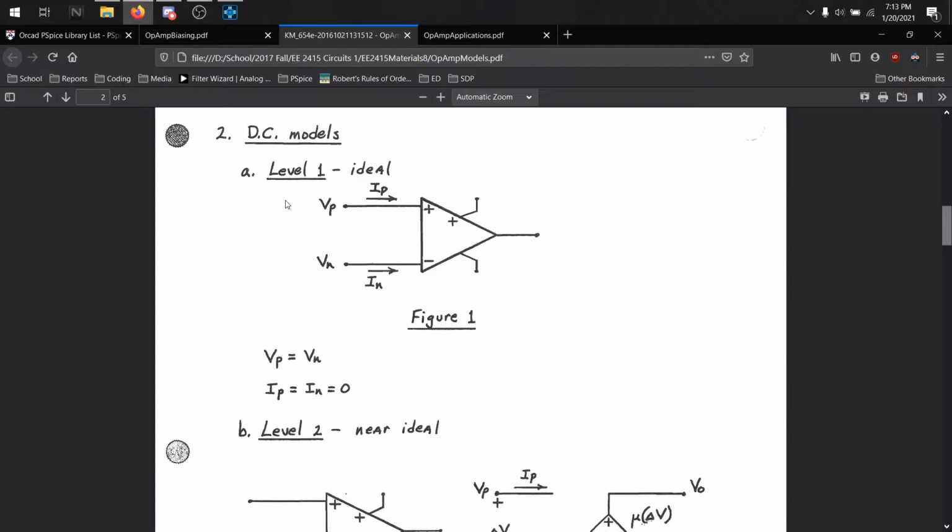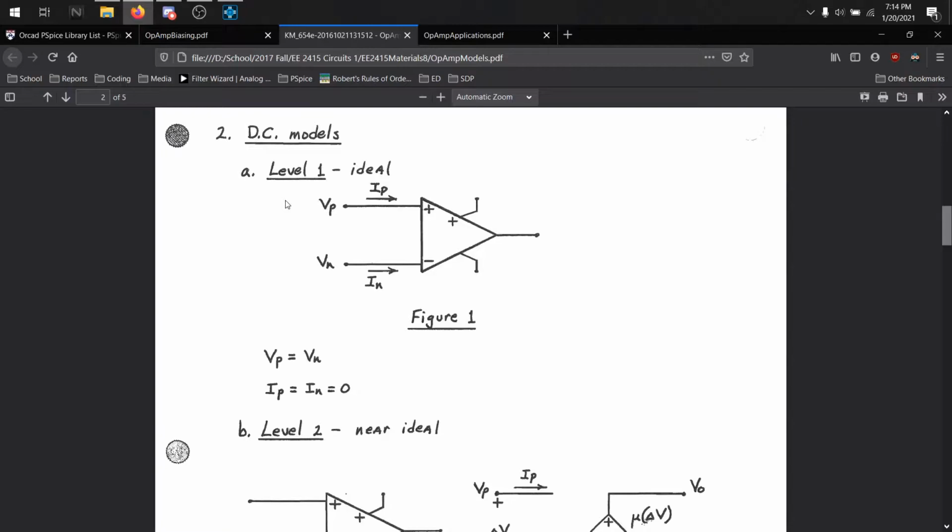Okay, so do you understand the fundamentals of an op amp? VP equals VN and IP equals IN equals 0. Do you understand what that means? Oh yeah, there's no voltage difference between them. Whatever VP is, VN is going to be, and whatever VN is, VP is going to be. So it's always taking the difference. That's very important when we get to near ideal and level 3 and level 2.